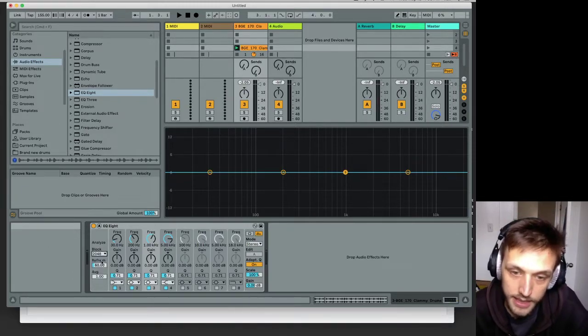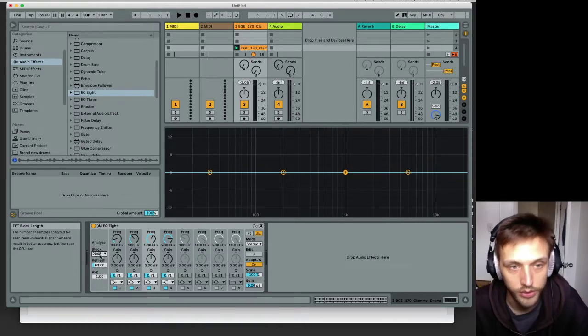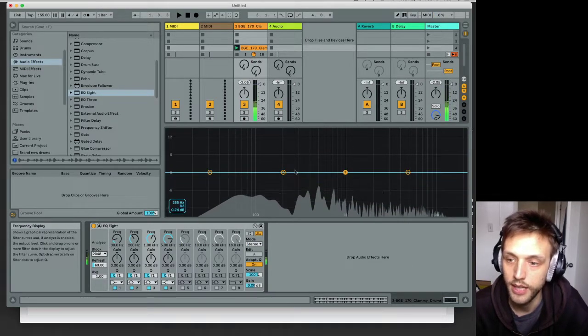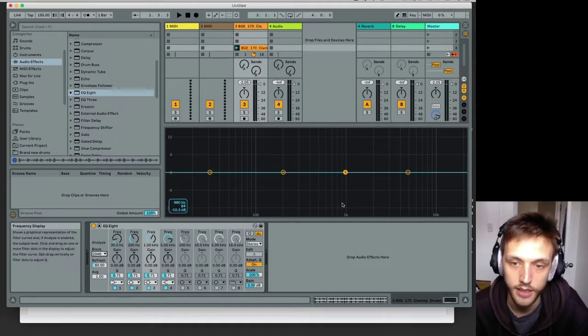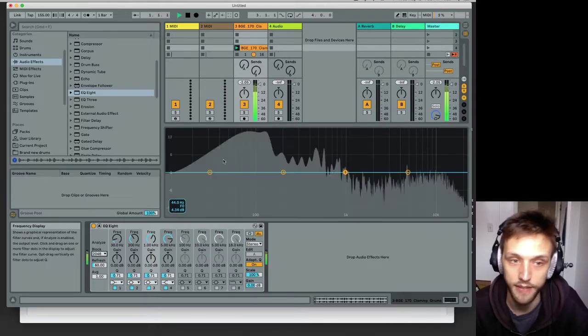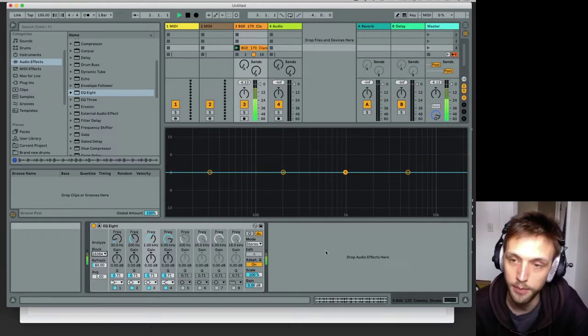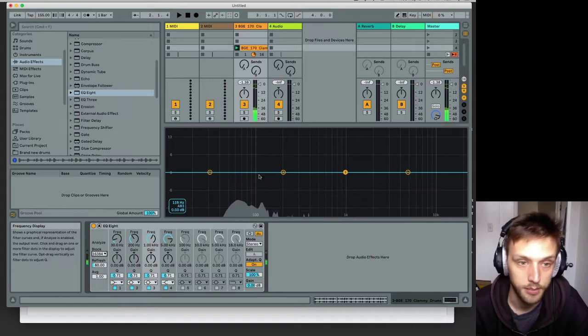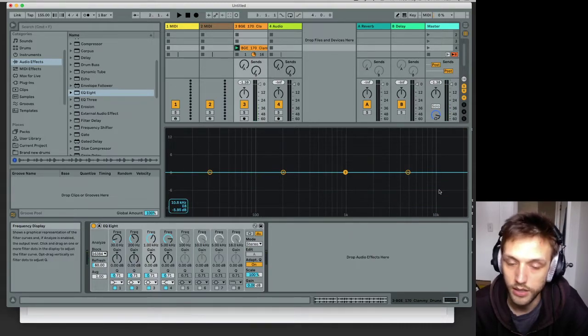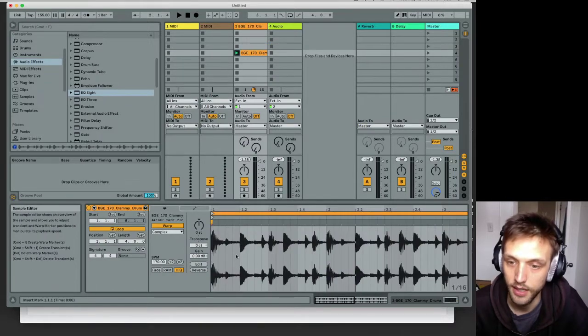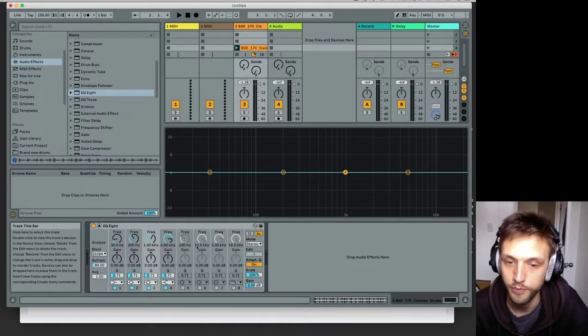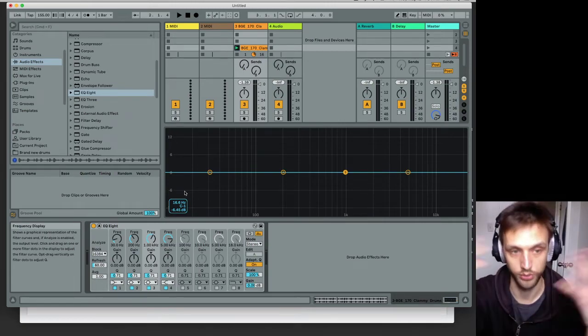As you decrease the block size, the window size, you get less accuracy in the frequency domain, but you get more accuracy in the time domain. So it will react faster to changes in the sound. And if you crank it way up, you can see it's a bit slower there. What we're getting is a lot more accuracy in the frequency spectrum, and a lot less accuracy in the time domain, because it needs these bigger chunks to show us the spectrum.